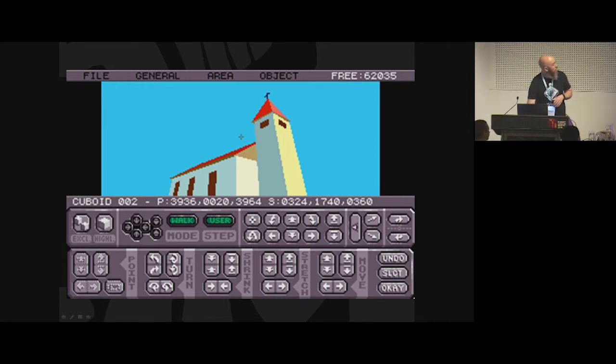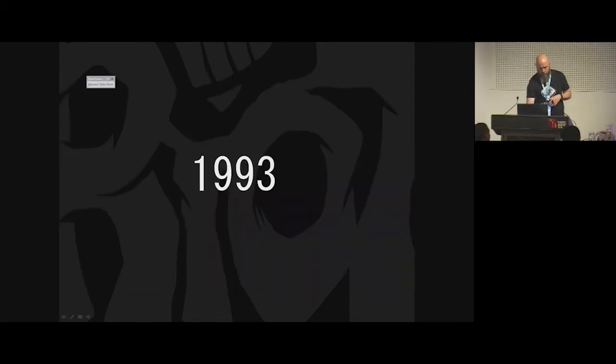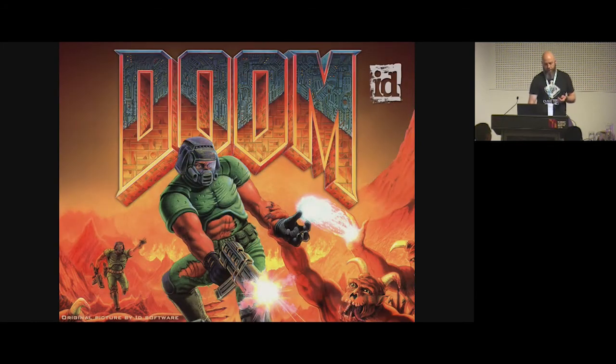Then in 1993, the Mosaic web browser was released, the MP3 format was released, Windows NT 3.1 was released, and we also released Doom. All right.